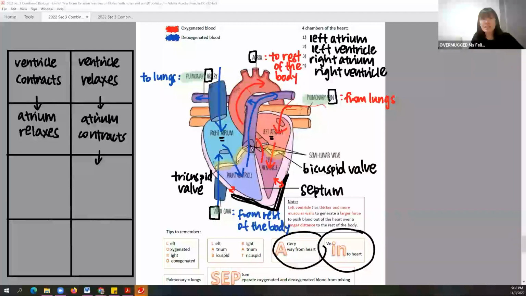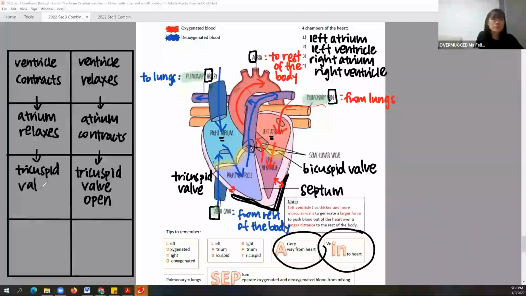So naturally, this tricuspid door, do you think it will open or close when your atrium contracts, when the atrium squeezes? So what happened to your tricuspid valve door? Yes, correct, it will open because the blood is squeezed to flow into the right ventricle. That's why for the other side, it will be opposite. Your tricuspid valve should close instead.